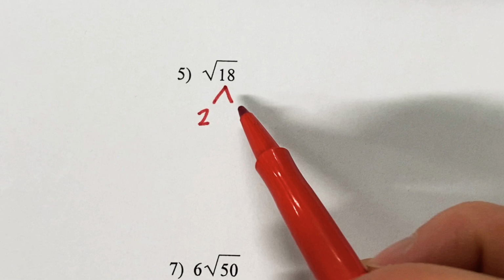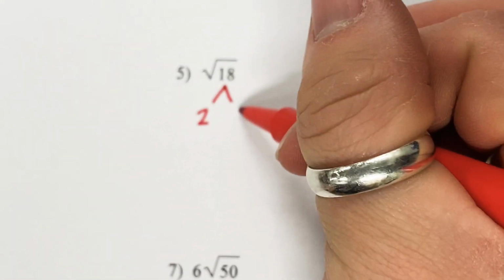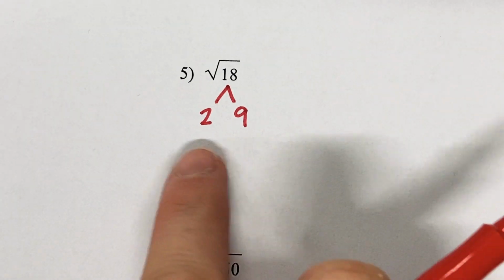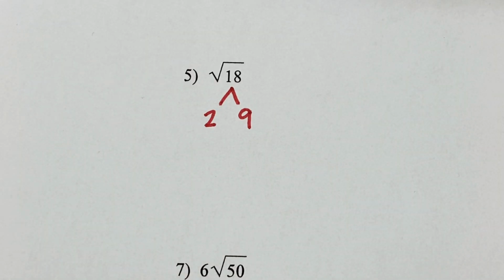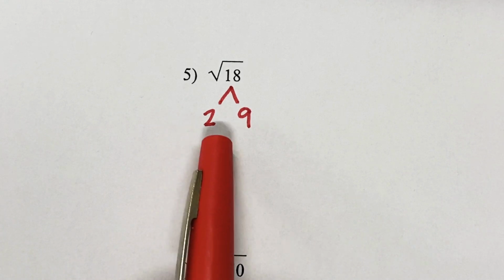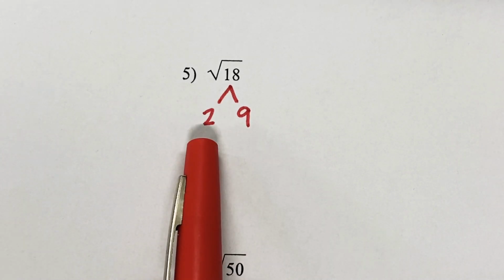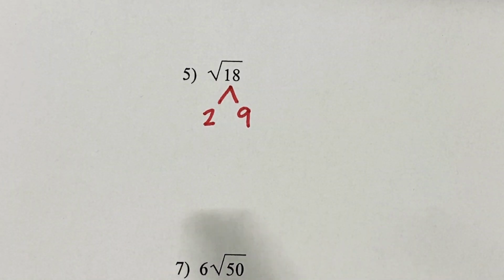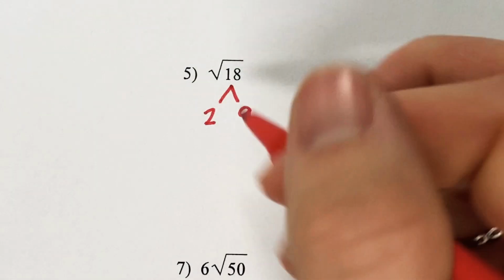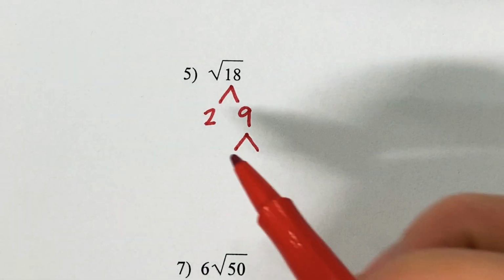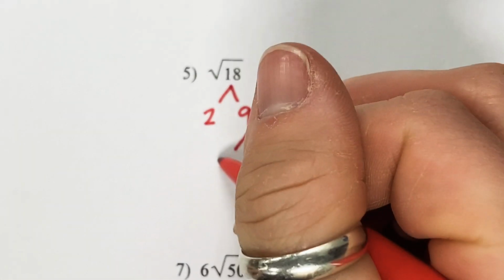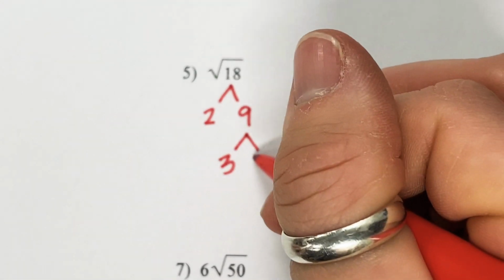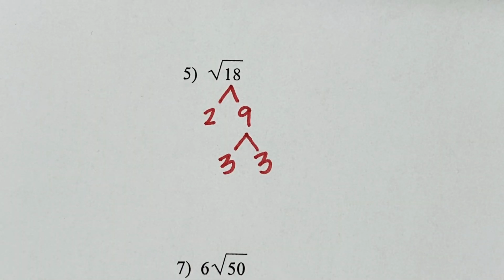Okay, so now that I've divided 18 by 2, I'm going to get 9 on that side. I don't have a pair of numbers yet that can couple up and leave my radical. 2 we can't break down anymore because its only factors are 2 and 1, so that is as broken down as it can be. But 9 we can break down. We can divide 9 by 3, and 9 divided by 3 is going to give me 3.